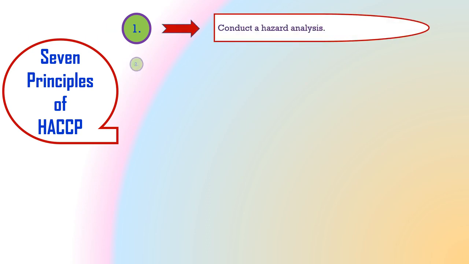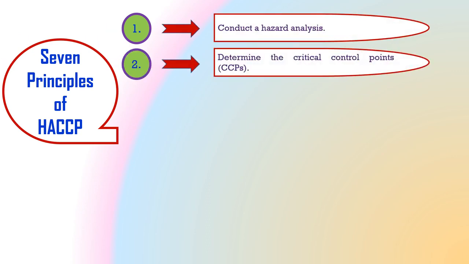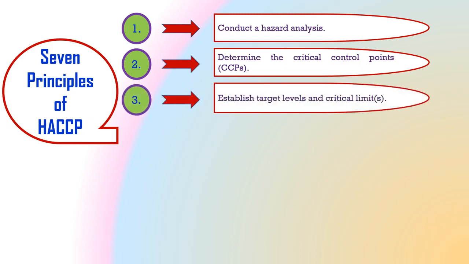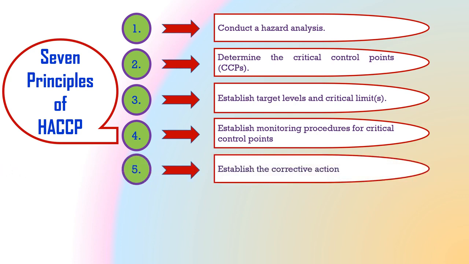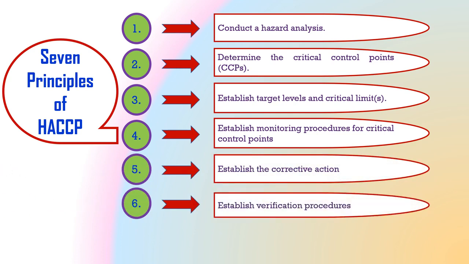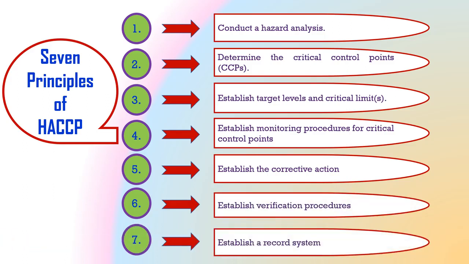HACCP works on 7 important principles, which are enlisted here one by one. First is to conduct hazard analysis. Second, to determine the critical control points, that is CCPs. Third is to establish the critical limits. Fourth, to establish monitoring procedures for critical control points. Fifth is to establish the corrective action. Sixth is to establish verification procedures, and seventh, most important, to establish a record system.